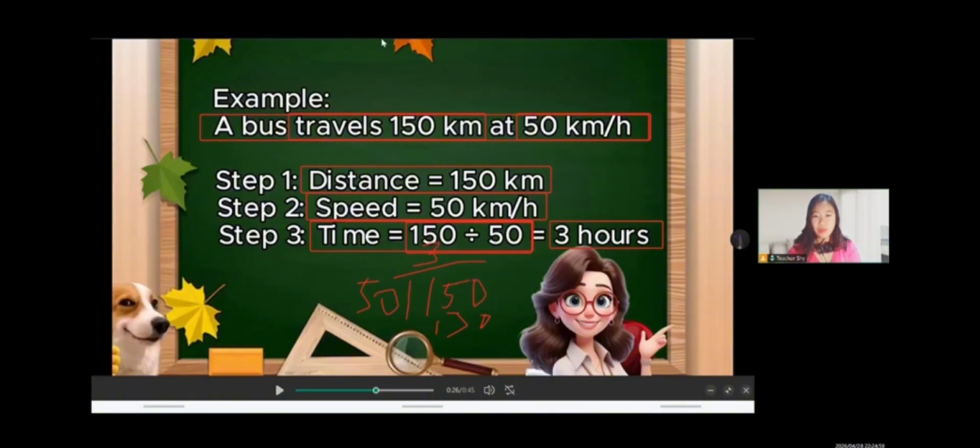So it's very important that we need to identify the distance and the speed. That's all for today and have a good day.